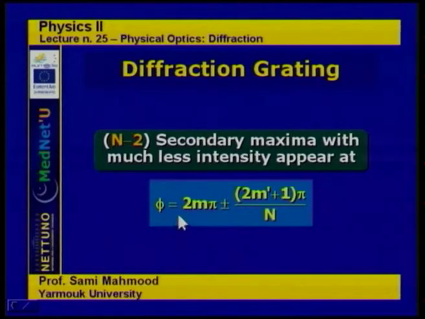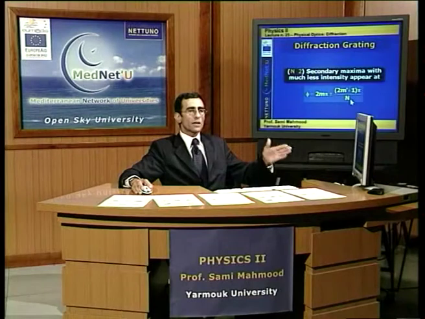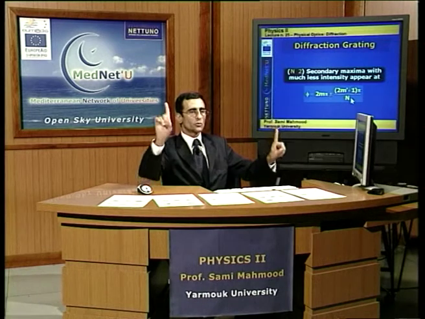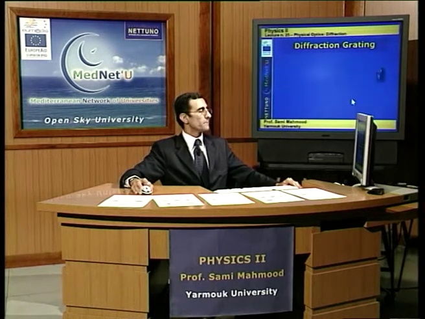These secondary maxima occur between each two minima. And remember that the minima occurred at 2mπ plus or minus 2m′π over N. So between each two minima occurs a secondary maximum. These occur at 2mπ plus or minus (2m′ plus 1) multiplied by π over N. These are the locations of the secondary maxima between each pair of principal maxima.